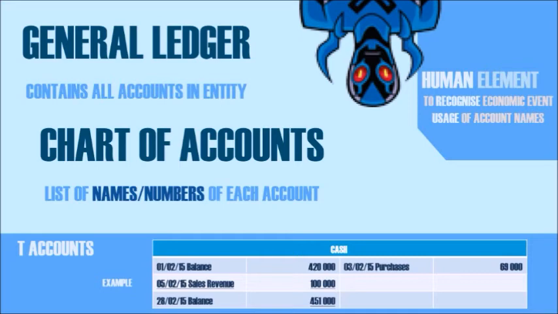In accounting, you may come across the format of a T account. This records the increase or decrease in a specific asset, liability, equity, income, or expense item. The balance is listed in the balance line in the account. Debits tend to be on the left, while credits tend to be on the right. Transactions are listed in the rows below, to the final balance which is at the bottom line. In accounting, it is essential to have the human element to recognize economic events and to use account names.